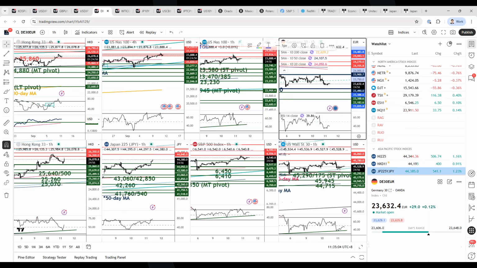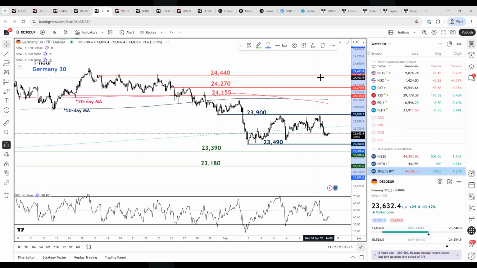Next up will be the Germany 30 representing the German DAX. So no change for the Germany 30, it continues to hover in this neutrality zone. Yesterday, I would say 2 days ago, it managed to bounce, but still can't break above the upper limit of this neutrality zone, which is at 23,900.